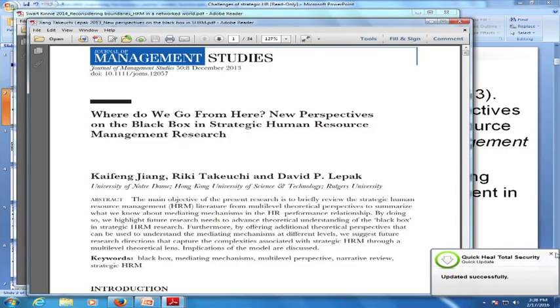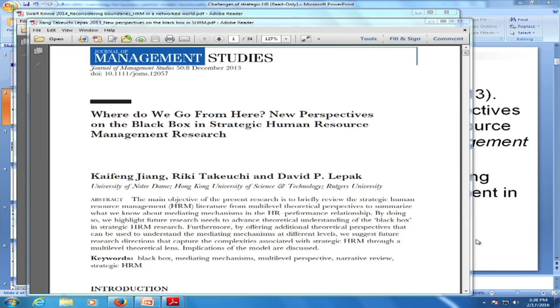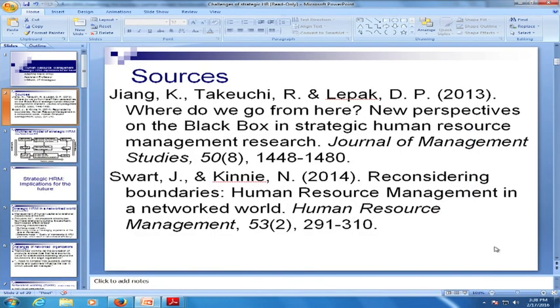It starts with an integrated model of strategic human resource management that I will share with you. The model is a reproduction of the model that is in the paper. I've tried to create it myself in this lecture. This is the original paper, and the full reference is here, so if you can get a hold of it, I think it's worth a read. It's very good.